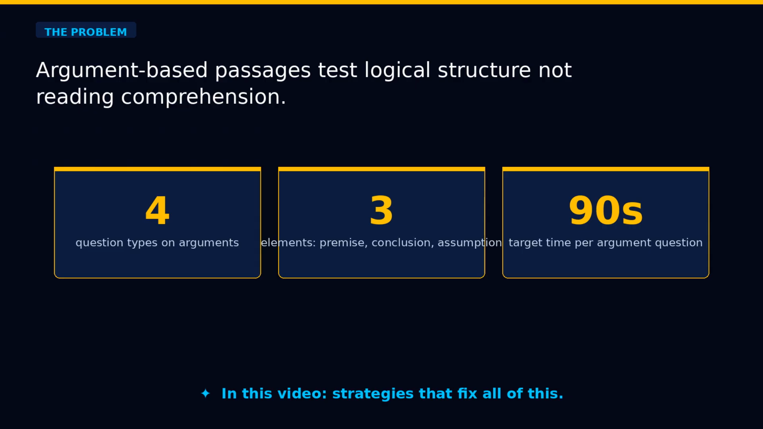4 question types appear on argument passages: identify the assumption, strengthen the argument, weaken the argument, and identify the role of a specific sentence. All 4 require the same foundational skill: understanding the 3 elements of an argument. Once you can identify premise, conclusion, and assumption reliably, all 4 question types become systematic processes rather than guesses.